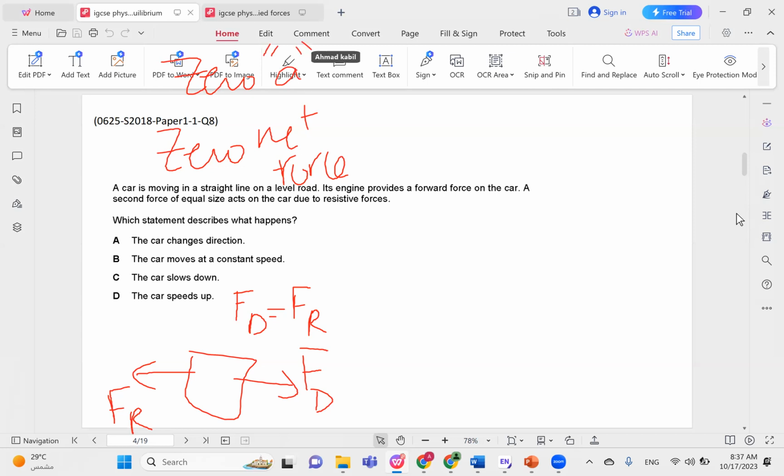So let's look at the choices. The car changes direction must be incorrect, because if it changes direction, then it is accelerating, because acceleration depends on speed and direction. Acceleration is the change in velocity. So a change in velocity could happen through a change in speed or a change in direction. So choice A is incorrect, because there must be no change in direction and no change in speed as well. So the only correct choice here is choice B. The car moves at a constant speed.